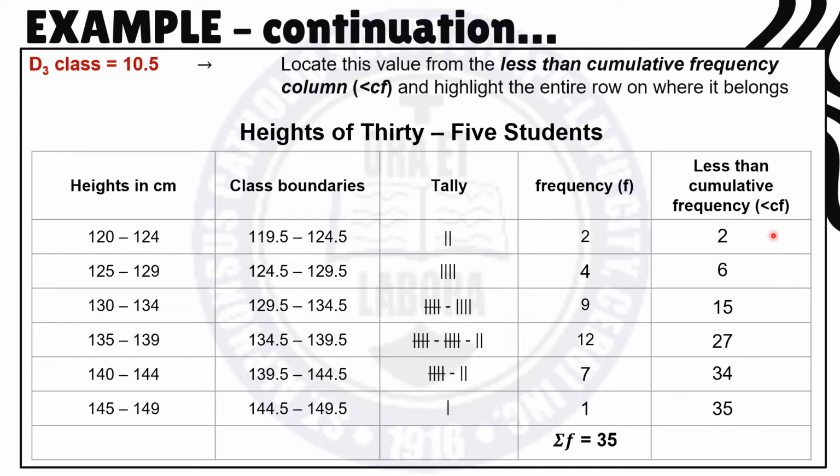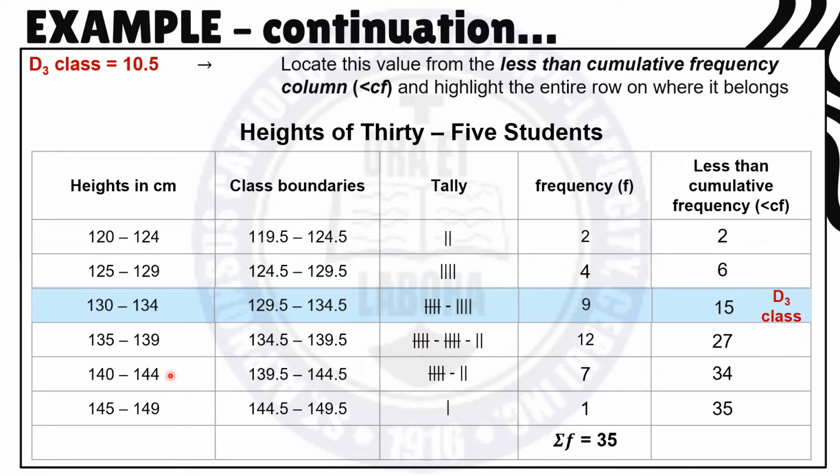This column talks about the students. From this first row, we have students 1 to 2. Then in the next row, we have students 3 to 6. Then on the third row, we have students 7 to 15. On the fourth row, we have students 16 to 27. Then on the fifth row, we have students 28 to 34. And lastly, student 35. So in this case, 10.5 belongs or is under 15. So we have to highlight the third row and label this one as our D sub 3 class.